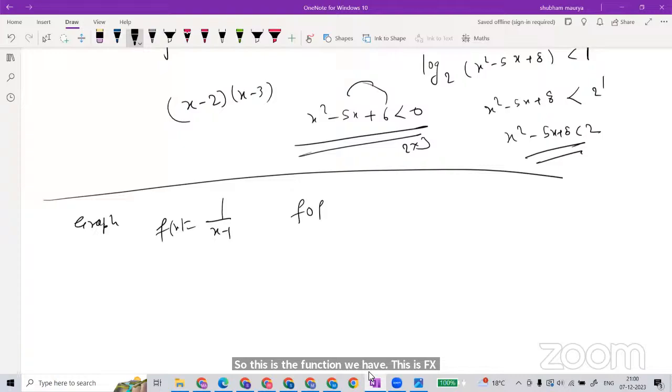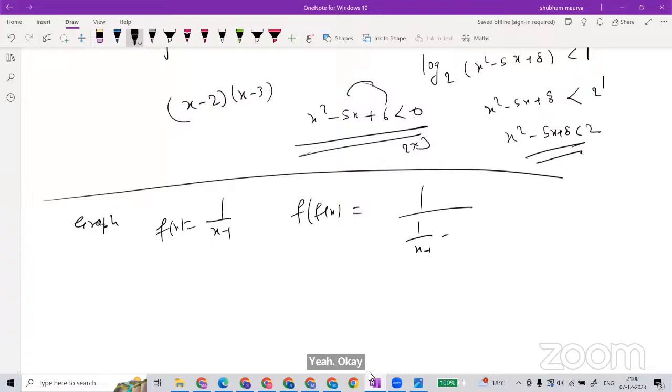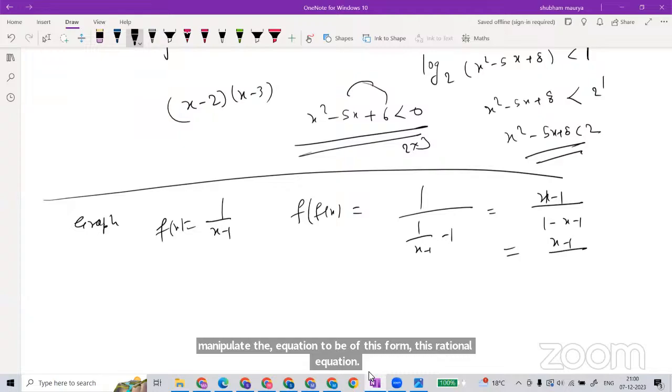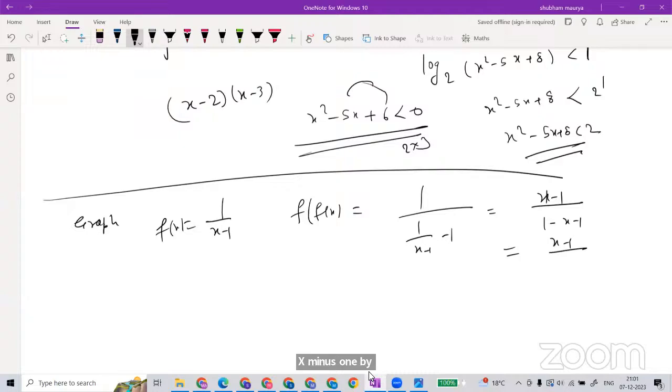And what is f of this one? This is going to be 1 by x minus 1 minus 1. x minus 1 by 2 minus x. So we get 1 upon 1 minus x minus 1, and this is x minus 1. Yes, because we have removed the problematic areas of 1 and 2, so we can manipulate the equation to be of this rational form. x minus 1 by 2 minus x. So this has become plus. Okay, this is 2 minus x. Yes, sir.